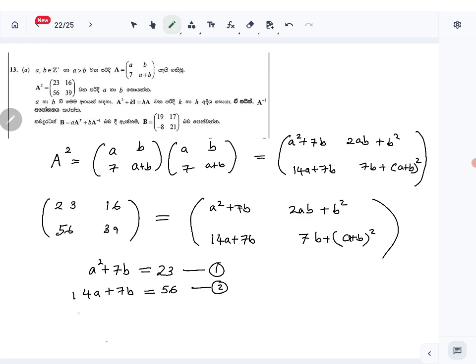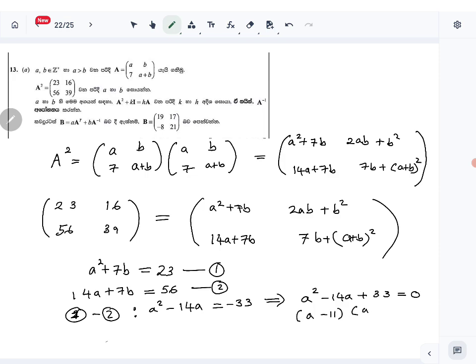So then I can do what? Equation 1 minus equation 2 to cancel 7B, and I will get A squared minus 14A is equal to minus 33, or A squared minus 14A plus 33 is equal to 0. So this is a quadratic. So solve the quadratic by factoring or by using the quadratic formula. I will do factoring because this is easy to factor. You get (A minus 11)(A minus 3) equals 0. So A equals 3 or A equals 11.